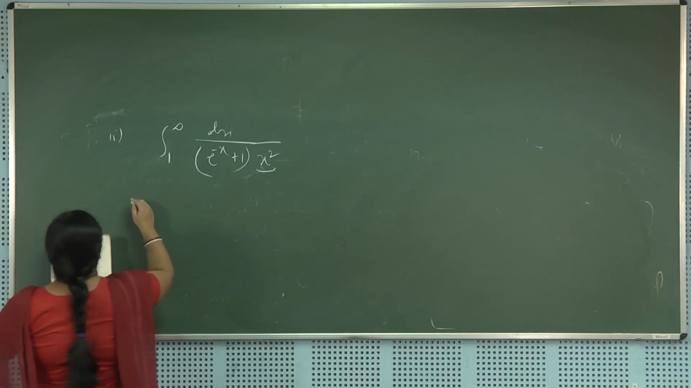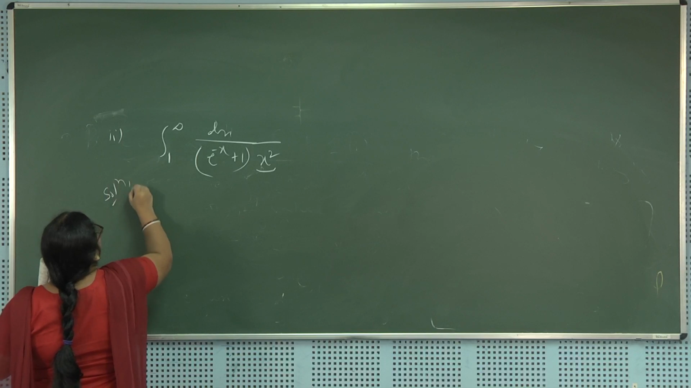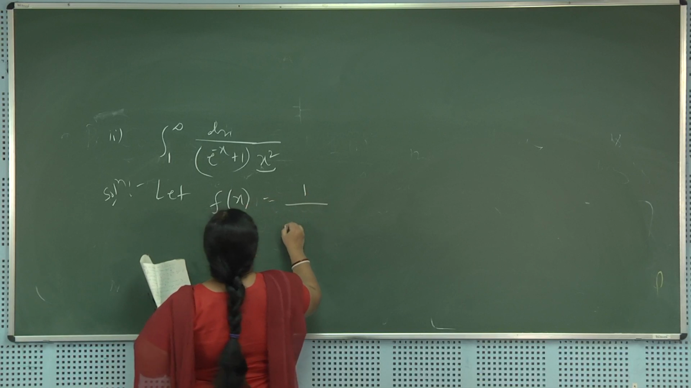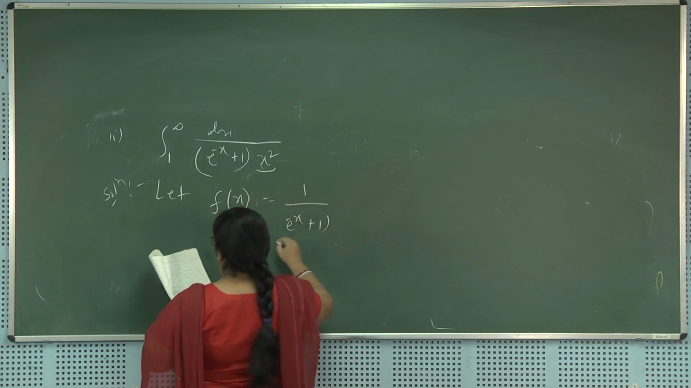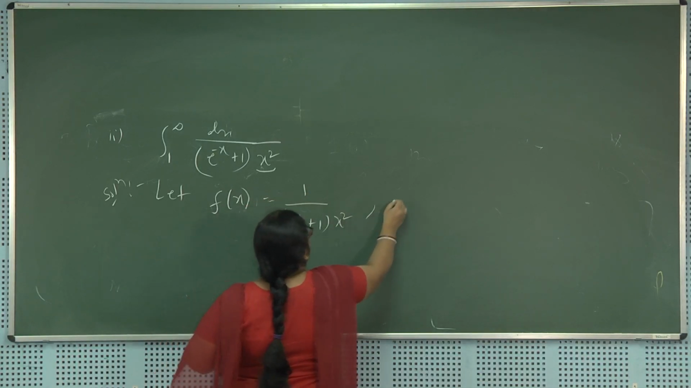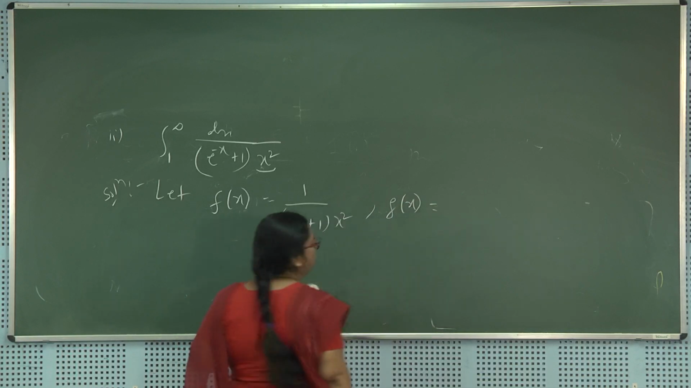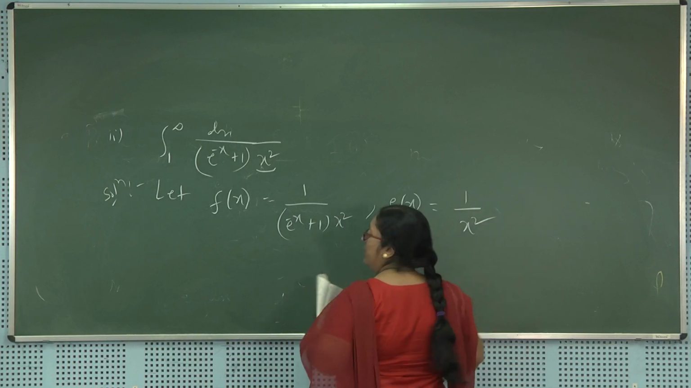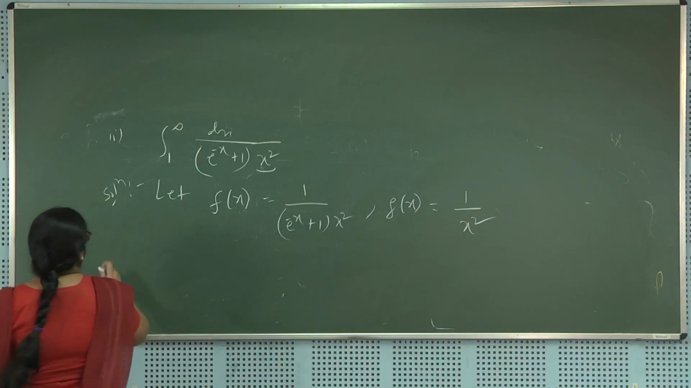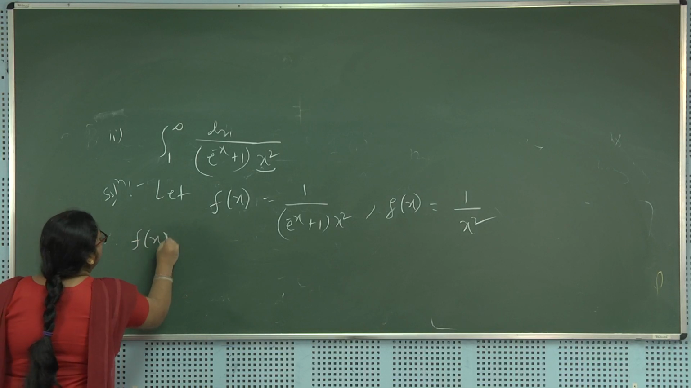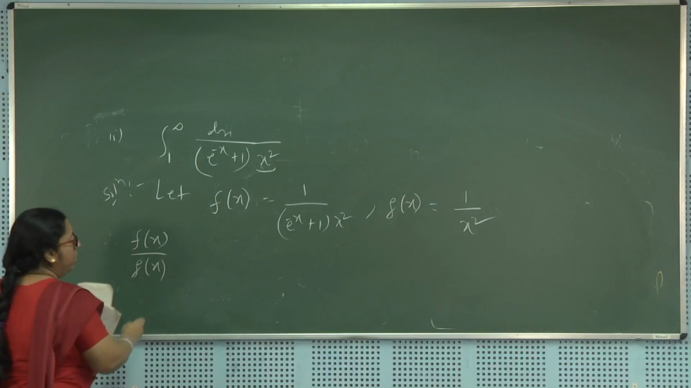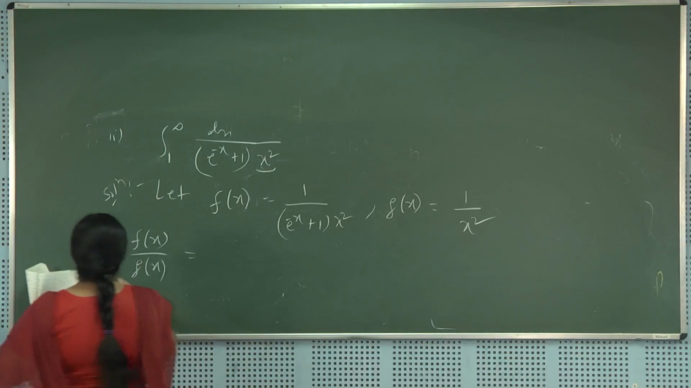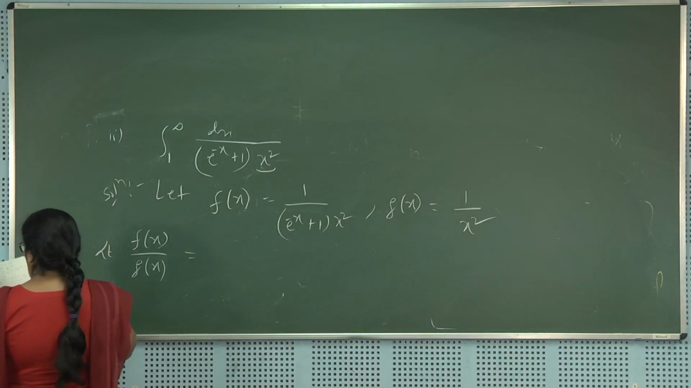So, let us try. Let f(x) be the function 1 upon (e to the power minus x plus 1) into x square, and g(x), which is in our hand, we can take it to be as simple as we like, and we can construct it. It is 1 upon x square. So, if I take the ratio f(x) upon g(x), what will happen? You can see this x square will be cancelled. So, this is the limit as x tends to infinity.